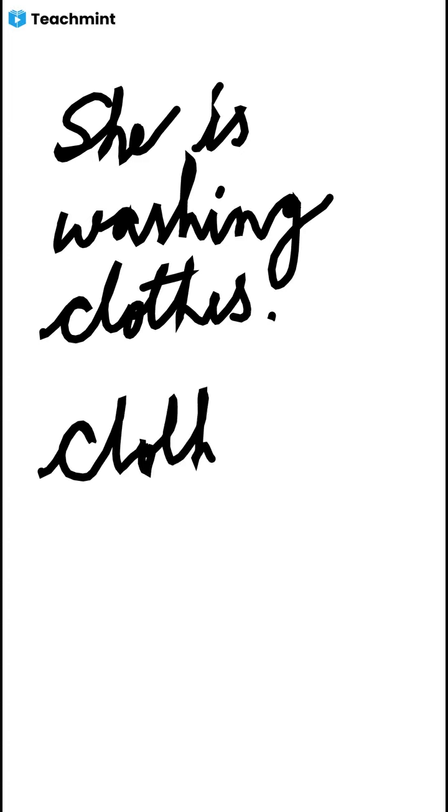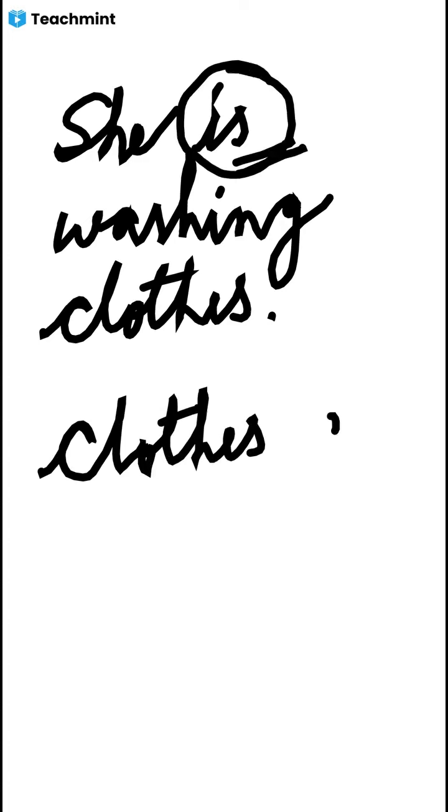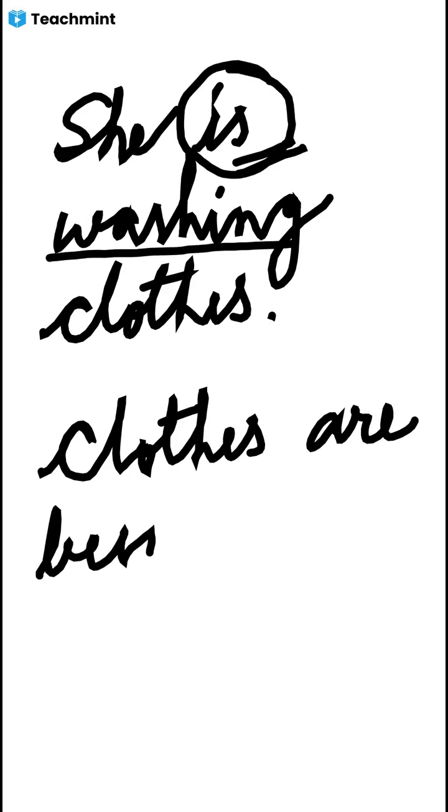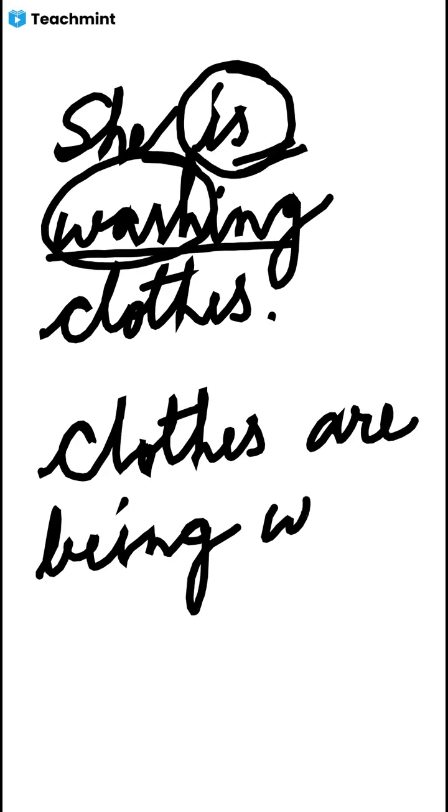She is washing clothes. Can you tell me what will be the answer of this? Clothes are being washed by her. Clothes. Then after clothes, washing is there, so we require one being verb. Being, then the third form of wash, washed, yes, being washed. By her. Clothes are being washed by her.